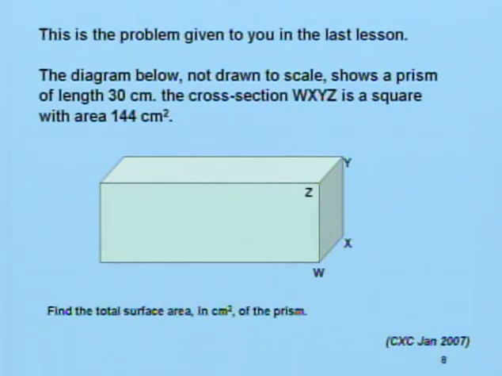This is the problem given to you in the last lesson. The diagram below, not drawn to scale, shows a prism of length 30 cm. The cross section WXYZ is a square with an area 144 cm². Find the total surface area of the prism. Question taken from CXC January 2007 is part of a question.